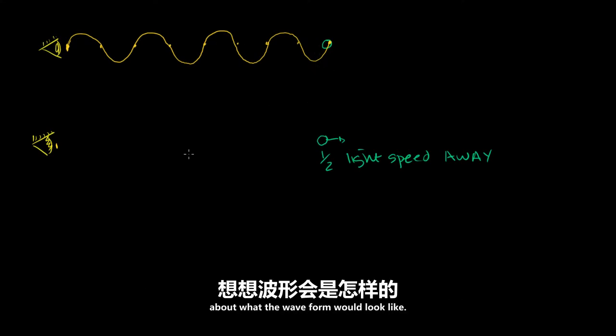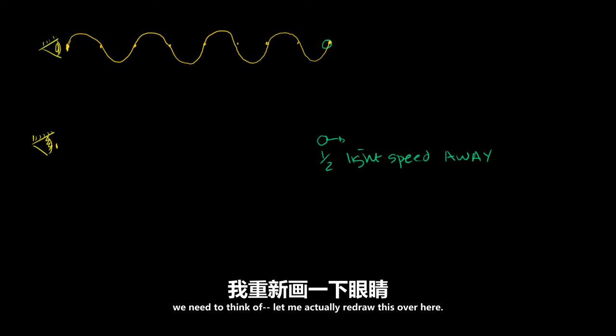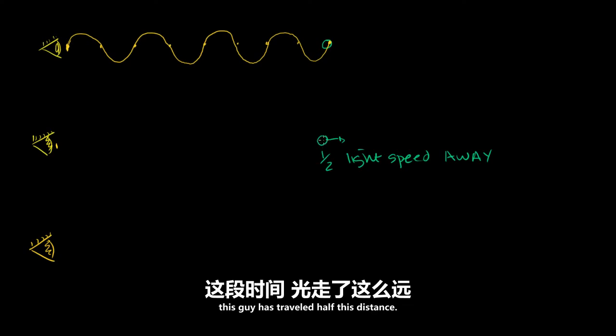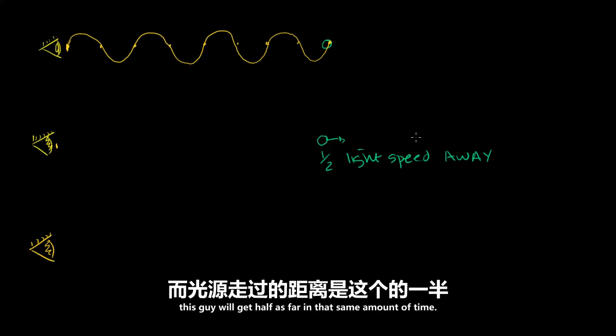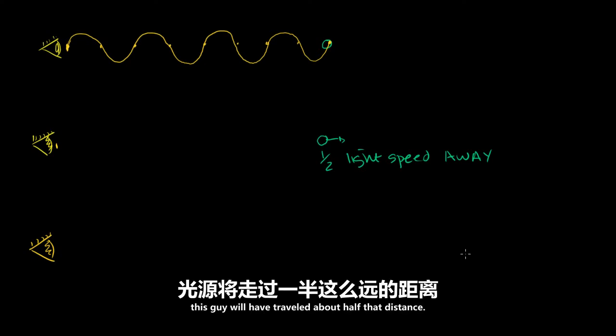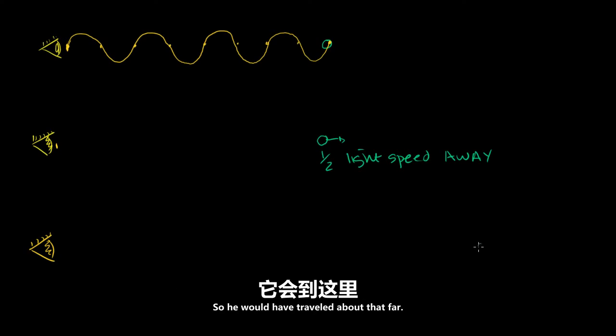So with that out of the way, let's think about what the waveform would look like. So by the time the light reached here, we need to think. Let me actually redraw this eyeball over here. So this is me again. So by the time the light reaches my eye, they both started emitting the light at the exact same time, this guy has traveled half this distance, right? If it took light a certain amount of time to get this far, this guy will get half as far in that same amount of time. So by the time the light reaches my eye, this guy will have traveled about half that distance. So he would have traveled about that far.